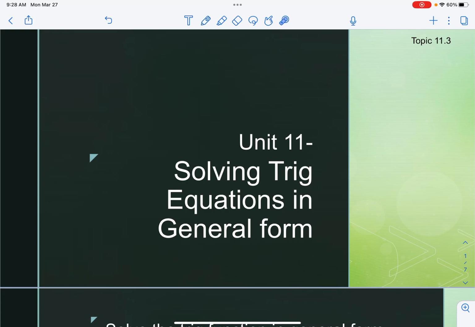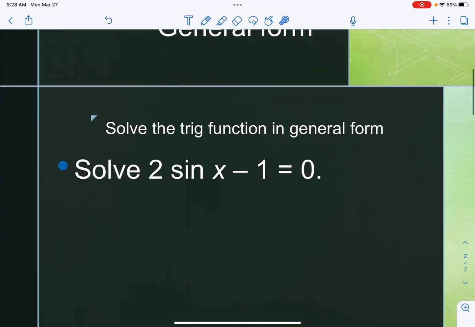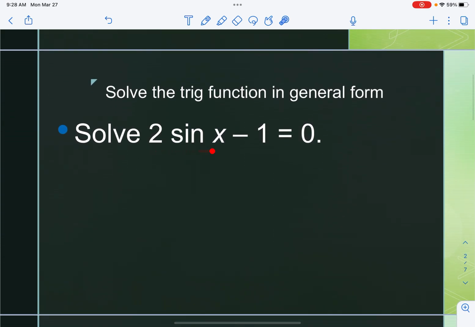Hi, so today we're going to look at solving trig equations in general form. We're only going to do the basics, but we are going to use some of the knowledge that we learned back in graphing. The first thing we're going to do, it's going to give us a trig equation. Your goal is to isolate the trig function.